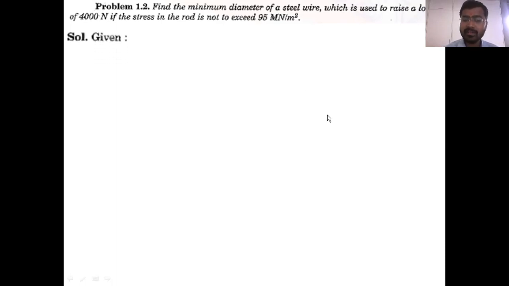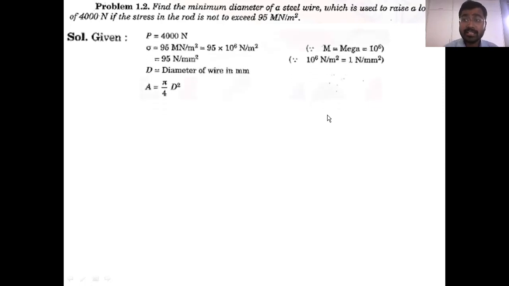So let us write with the given data first. Here I have explained you clearly, mega is 10 to the power 6. The loading is P, which is equal to 4000 Newton. And sigma is nothing but the stress. Here he has given stress should not exceed 95 mega Newton per meter square. So we will convert this into Newton per mm square. How can I convert? So let us see.